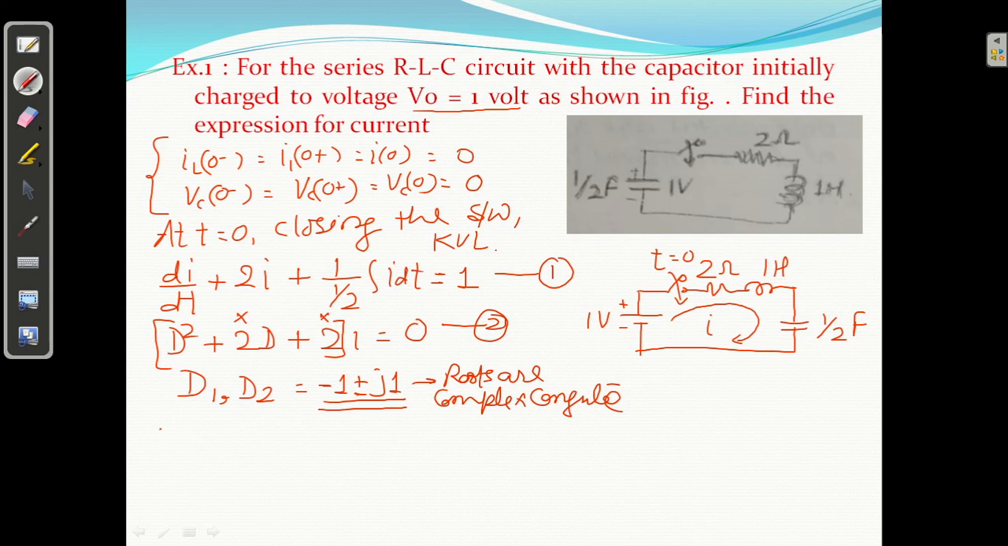Okay, so we have a root solution. What is i equal to? i equals e raised to minus alpha t, in bracket k1 cos of beta t plus k2 sin of beta t. So I got the solution. Question number 3.